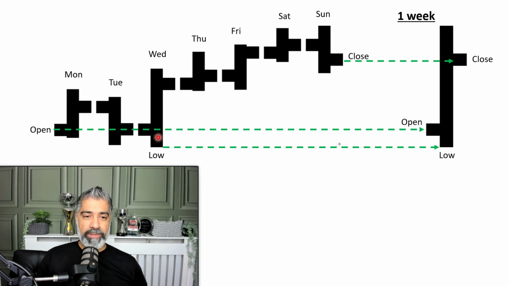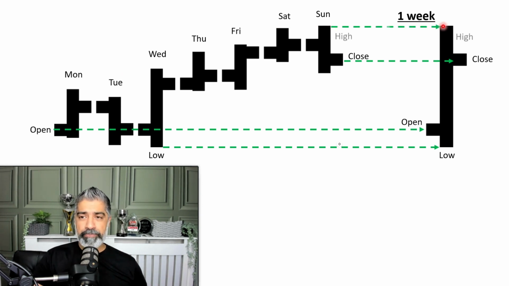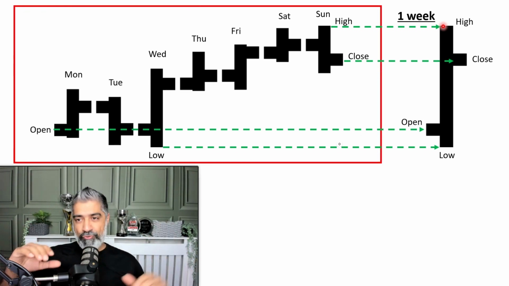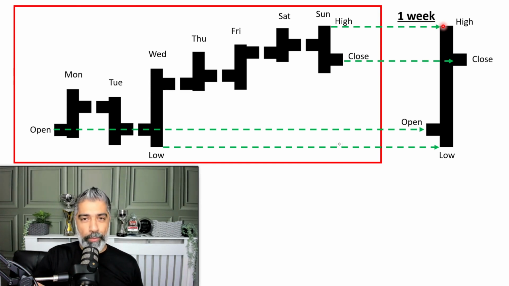Where did the high occur of the week? Can you see it? Well, it's the highest point. So it's not here, it's not here, it's not here, it's not here. This one and this one is close, but it's actually the Sunday, and it's reflected over here on this bar. So now what you have is 7 days worth of price data reflected in one bar on a weekly chart.